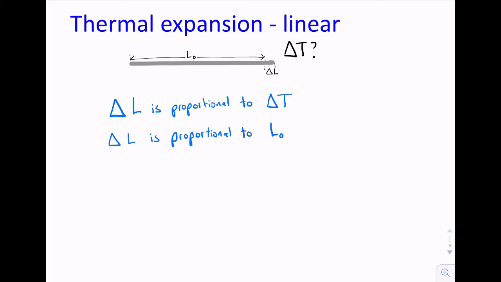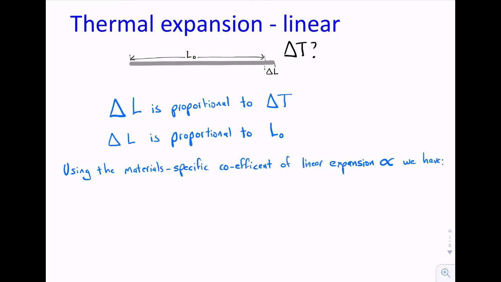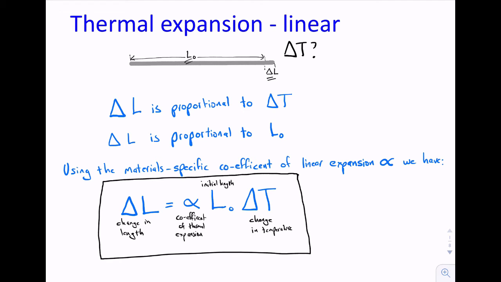So now we have that delta L is proportional to the original length, L naught, and the change in temperature, delta T. Now, in a similar way to how we generalize the equation for specific heat, we can add a material-specific proportionality constant. In this case, it's called alpha. Alpha, written with the Greek symbol alpha, is called the coefficient of linear expansion. As an equation, we now have delta L equals alpha L naught delta T. Can you work out the units of alpha? You might want to pause the video and give it a go.